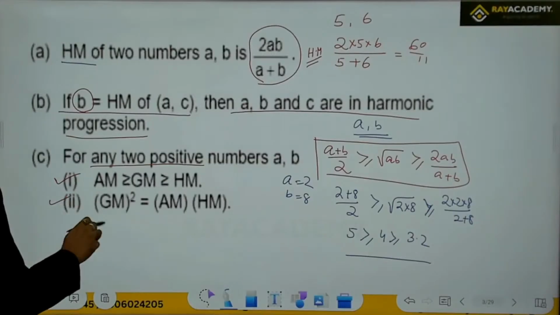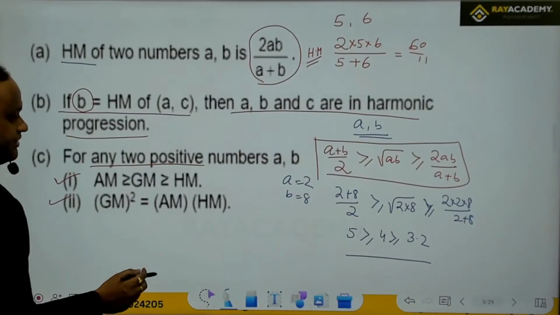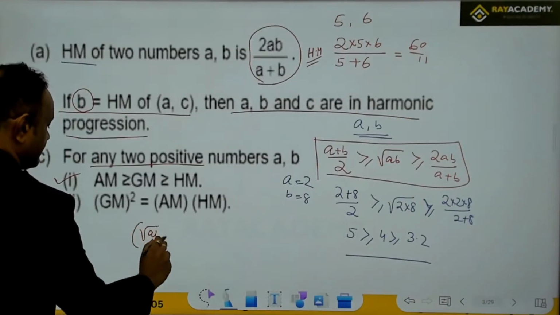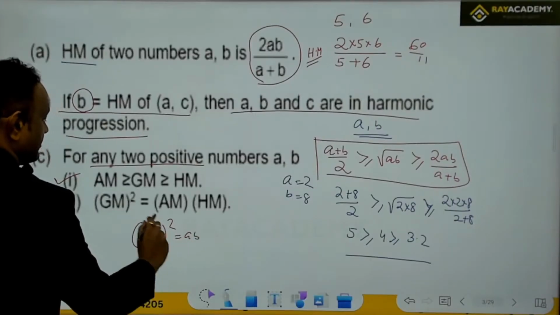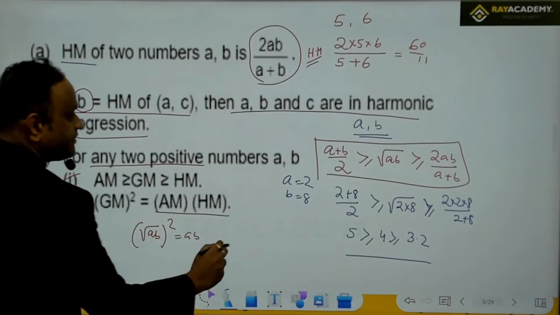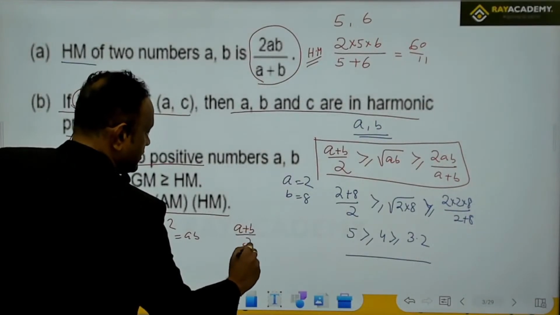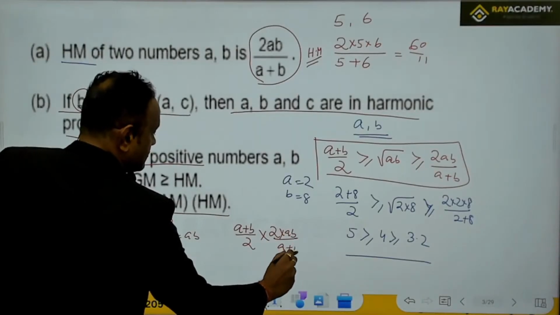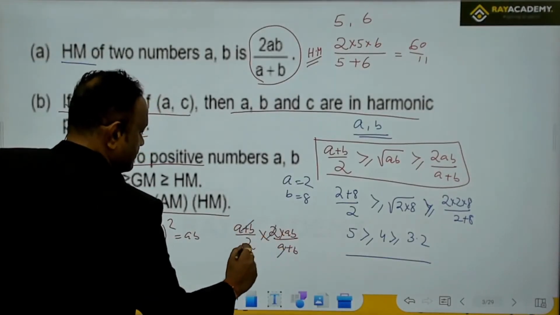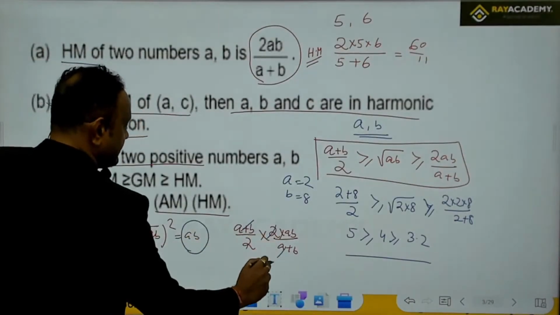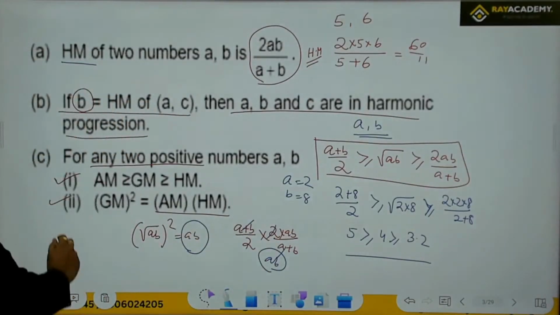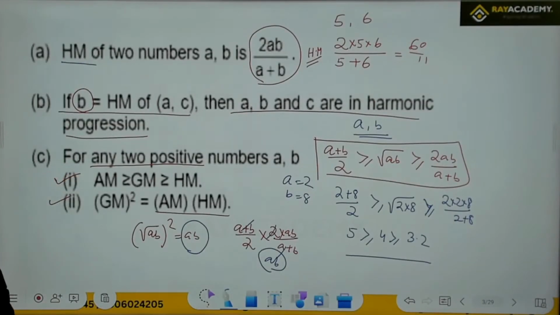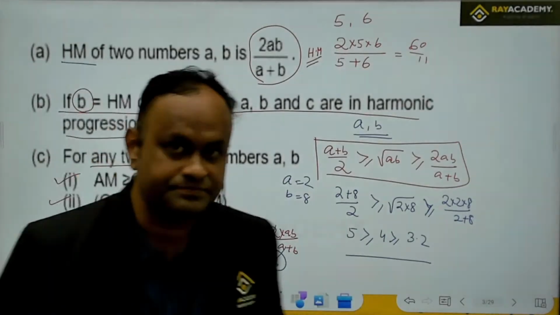Next, geometric mean square is AM and HM. It is obvious. If square root of AB is the geometric mean, then squaring it gives AB. Geometric mean square is AM times HM. AM is A plus B by 2. HM is 2AB by A plus B. AM into HM, everything gets cancelled. So left hand side is AB, and right hand side you also get AB. So this formula is also true. Geometric mean square equal to AM into HM. So these two formulas are very important. Just remember this one.